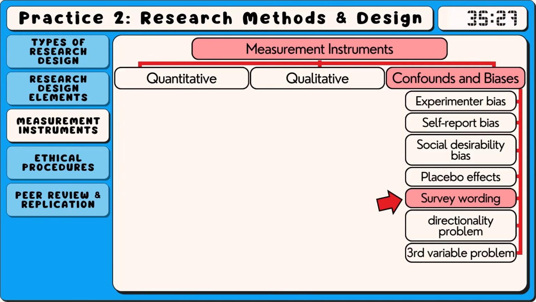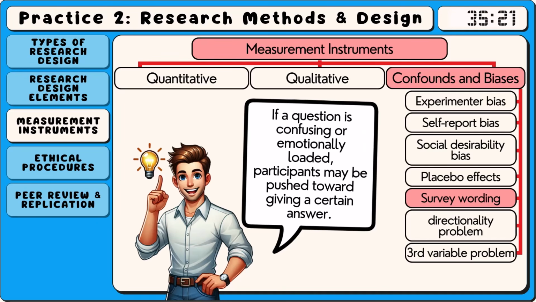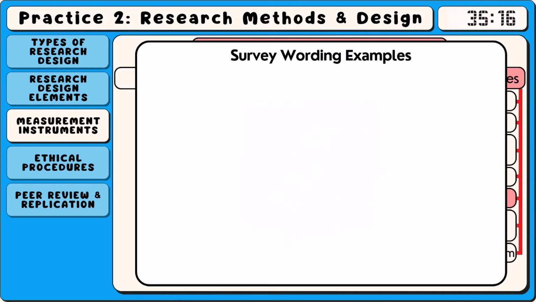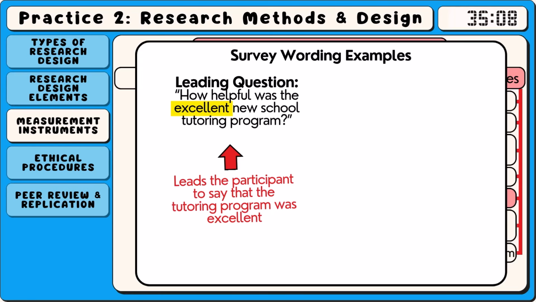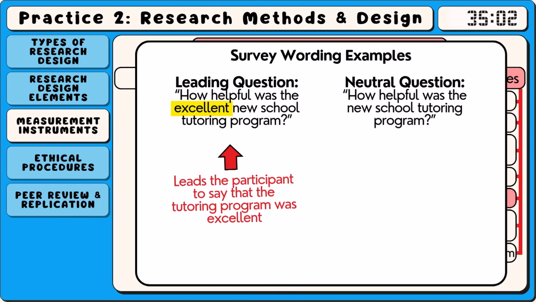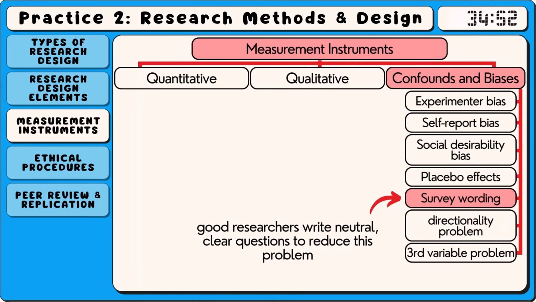Next is survey wording. A study can be affected by the way a question is written. If a question is confusing or emotionally loaded, participants may be pushed toward giving a certain answer. Consider this example. Here's a leading question: How helpful was the excellent new school tutoring program? This leads the participant to say that the tutoring program was actually excellent. By contrast, an example of neutral wording might be, how helpful was the new school tutoring program? This would not lead the research participant to give an overly positive or negative response. Overall, good researchers write neutral, clear questions to reduce this problem.